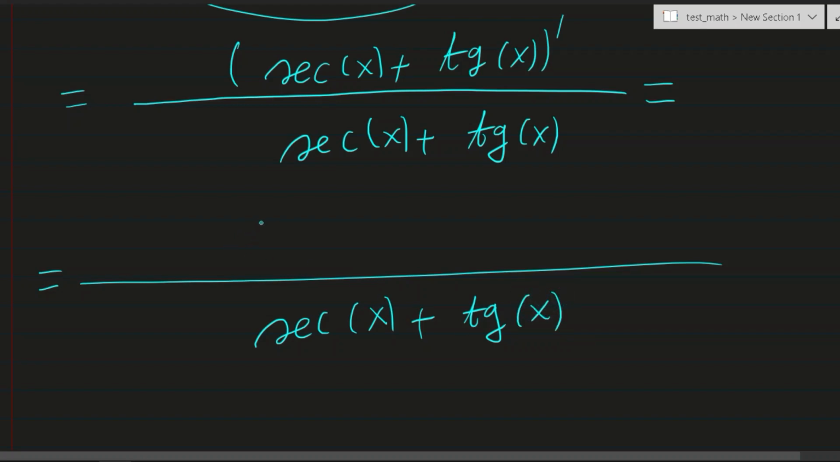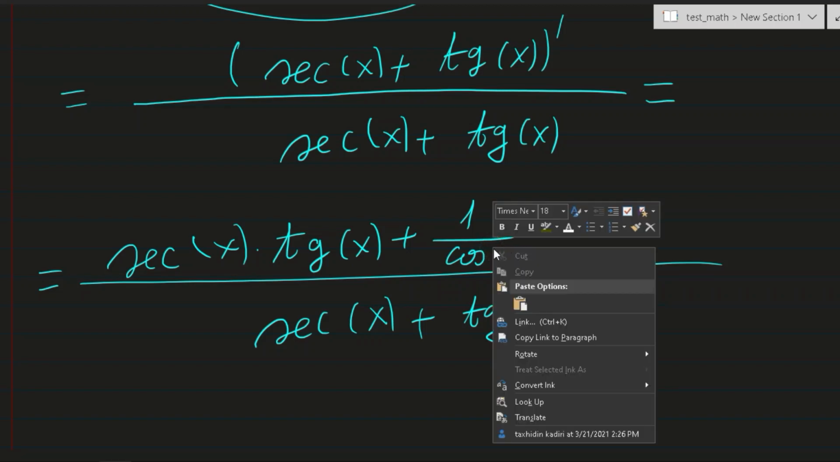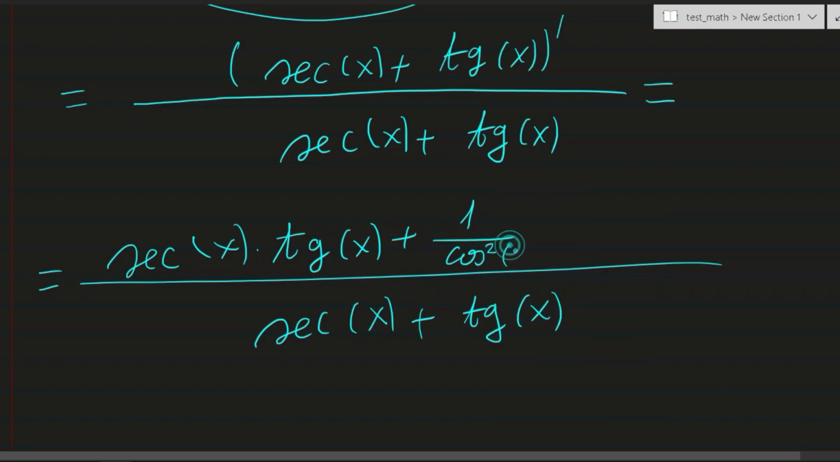Now what is the derivative of secant x? It is secant x multiplied by tangent x. What is the derivative of tangent x? It is 1 over cosine to the power of 2 x.